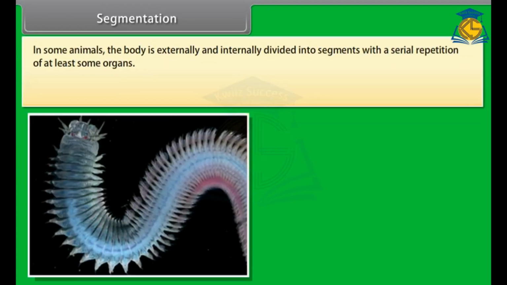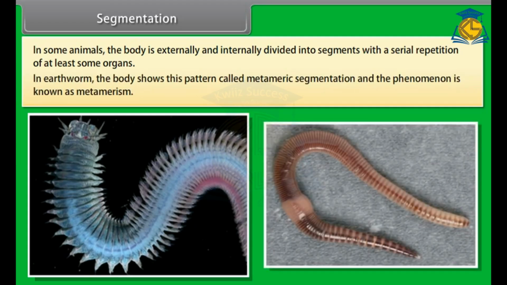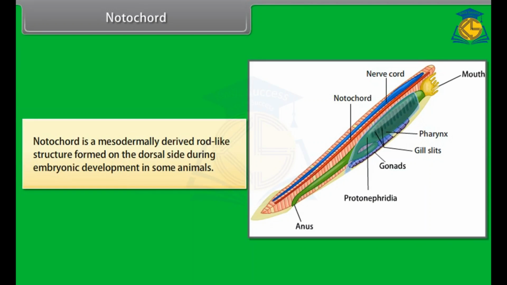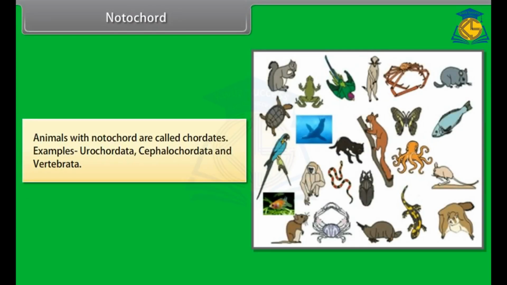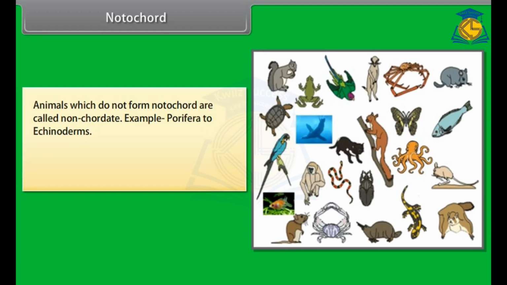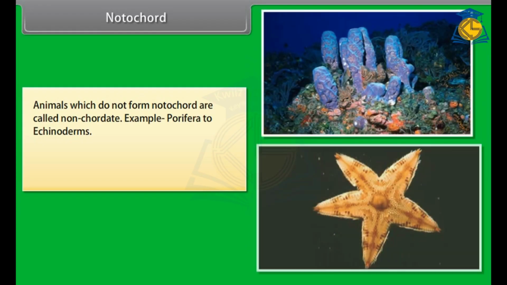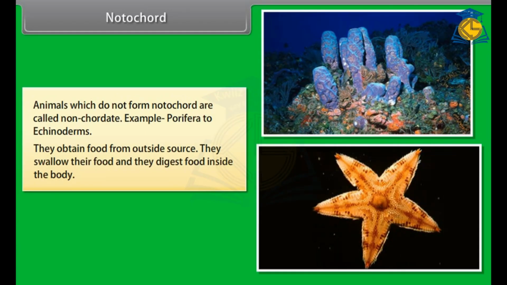Segmentation. In some animals, the body is externally and internally divided into segments with a serial repetition of at least some organs. In earthworm, the body shows this pattern called metameric segmentation, and the phenomenon is known as metamerism. Notochord. Notochord is a mesodermally derived rod-like structure formed on the dorsal side during embryonic development in some animals. Animals with notochord are called chordates. Example, Urochordata, Cephalochordata, and Vertebrata. Animals which do not form notochord are called non-chordates. Example, Porifera to echinoderms. They obtain food from outside source. They swallow their food and they digest food inside the body.